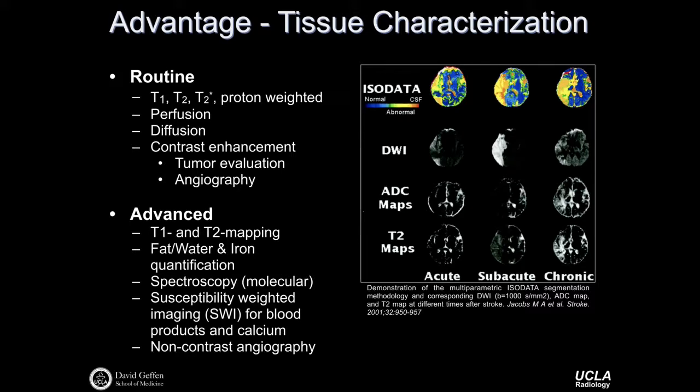There are molecular approaches to using MR, which use so-called spectroscopic approaches to understand fundamental chemistry within living systems. We can use susceptibility-weighted imaging for identifying the presence of blood products and sometimes calcium. And there are non-contrast angiographic techniques as well. So MRI continues to undergo a lot of development in terms of its ability to accurately characterize various tissues and provide the diagnostic radiologists with the most useful information for treating, or rather interpreting, the disease of their patients.